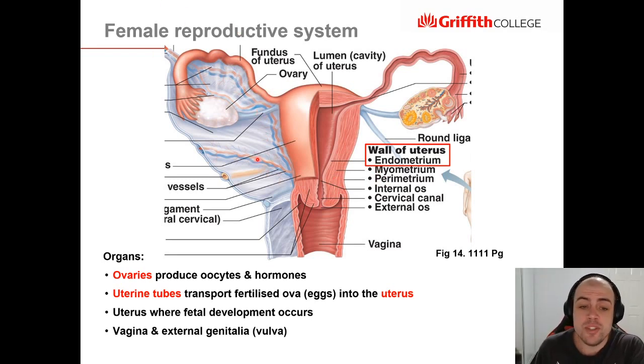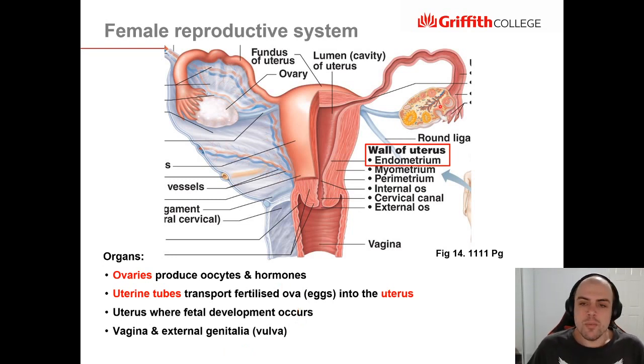A couple of things here that we do need to be aware of. The primary reproductive organs here are the ovaries that produce those oocytes, but they also produce important hormones like estrogen and progesterone. These are connected via these fallopian tubes, also called uterine tubes. Again, I refer to them as fallopian tubes, which then connect to the uterus here. The uterus is separated from the vagina via the cervix, and the vagina leads down to the exterior.